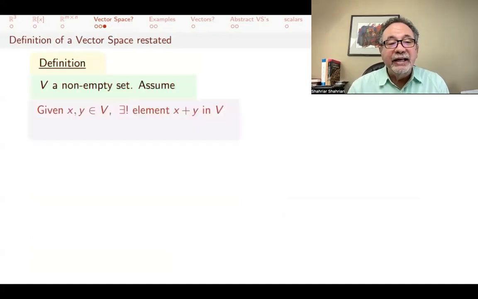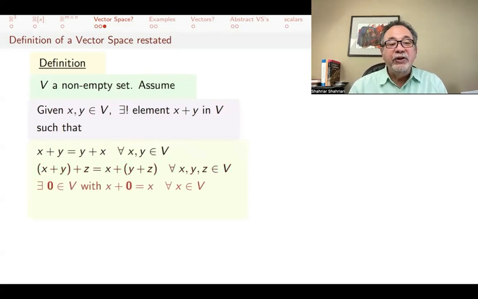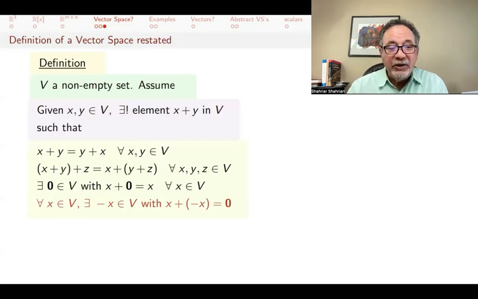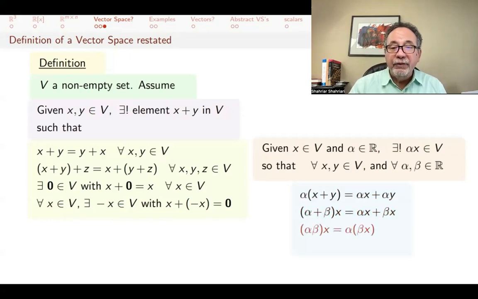V is a non-empty set, and assume that for every x and y, there exists a unique element x plus y in V, such that x plus y is y plus x, and (x plus y) plus z is x plus (y plus z), for all x, y, and z in V. There exists this element 0 in V. If you add x to 0, you get x for any x in V. And for all x in V, you've got a negative that if you add it to x, you get 0. Also, you can multiply by scalars, and that follows the rules that we mentioned before. Alpha times (x plus y) is alpha x plus alpha y. (Alpha plus beta) times x is alpha x plus beta x. (Alpha beta) times x is alpha times (beta x), and 1 times x is x.